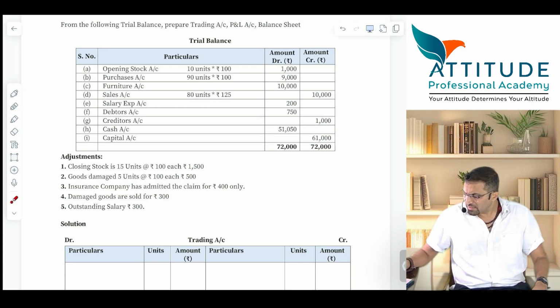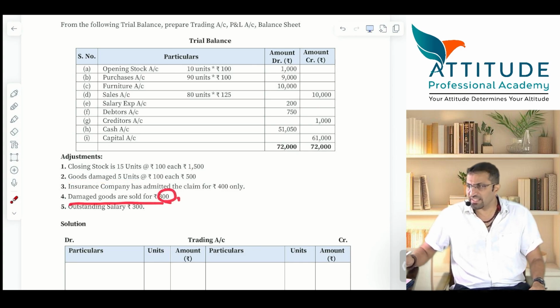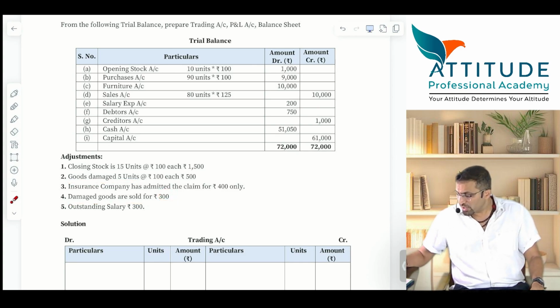Sir, this is a very simple sum. Only thing is, in the previous sums there was loss by fire. Now it is goods damaged, and then damaged goods are sold for how much? 300, and the insurance company is giving you how much? 400.